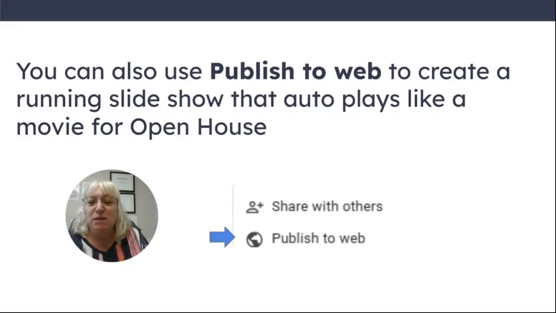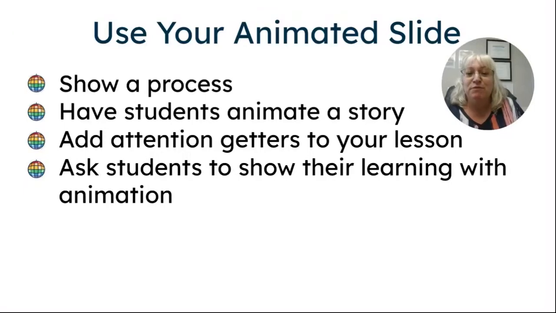Another way you can use Publish to the Web is to create a running slideshow. So you can put pictures into your Google Slides presentation, and then you can just autoplay that in the same way that we did the animation. Of course, you wouldn't want it to be so fast so that people could see the slideshow. As mentioned before, you can use your animated slides to show a process, to have students animate a story, to add some short attention getters to your lesson, or to ask students to show their learning with animation.